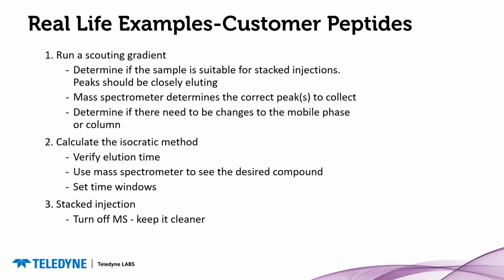Doing a scouting gradient provides a lot of information. Peak Track can calculate a focused or isocratic gradient method. The peak shape can suggest if the pH and buffering is good for elution, and the resolution between peaks can suggest sample loading. More resolution implies greater loading.